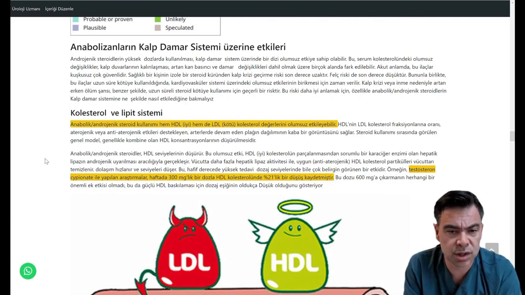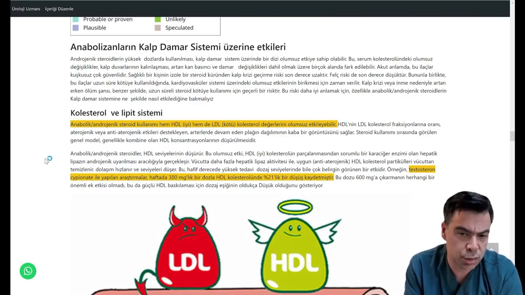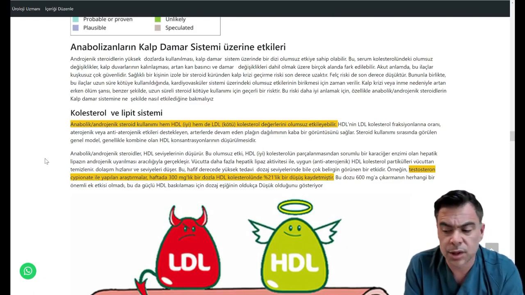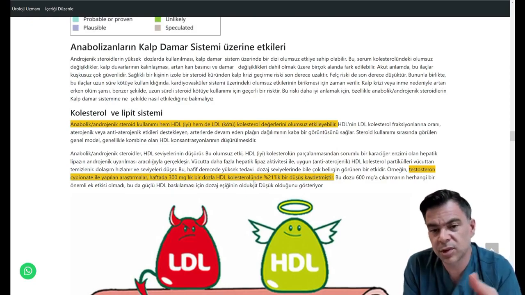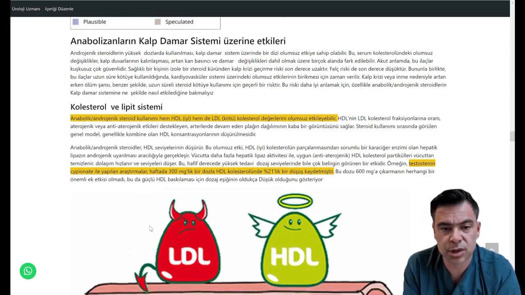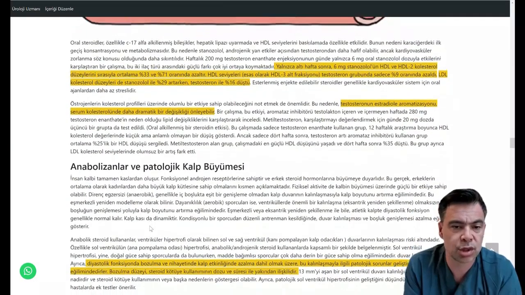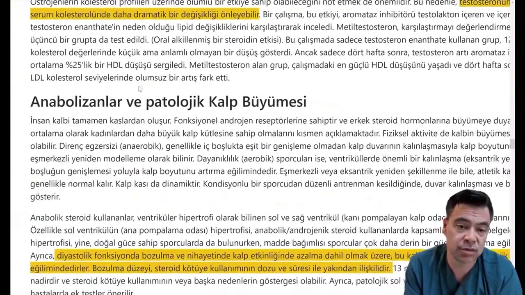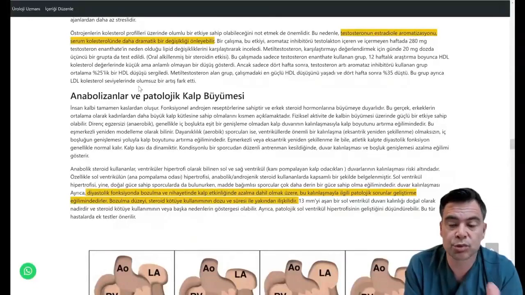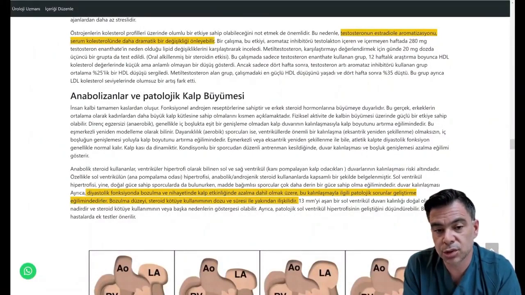It lowers good cholesterol, HDL, and raises bad cholesterol, LDL, which increases the risk of atherosclerosis. Those who use testosterone are relatively lucky because it aromatizes into estrogen, so the degradation is a little less. With oral anabolic steroids, this is a much more severe deterioration.